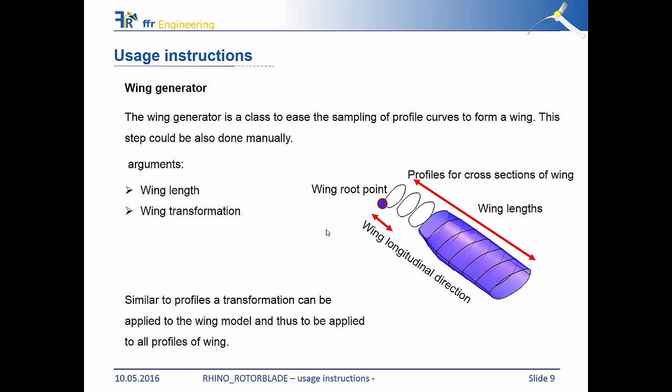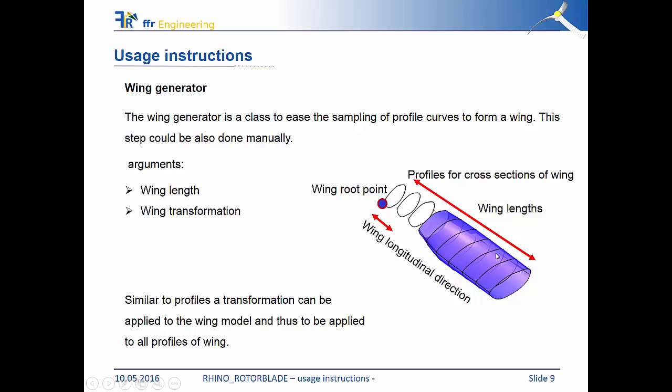So the wings are, as I said, consisting of cross sections. They're an assembly of cross sections. And there are some basic arguments also for the wing generation, like the wing length and again some wing transformation. Let's have a look at that in a second. But important is that you have such a wing model where you consequently add the cross sections after each other, and then of course you can define from those cross sections a wing by sweeping along these cross sections to form a surface model.